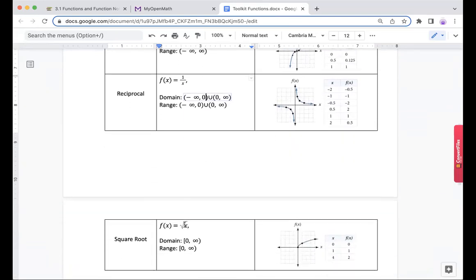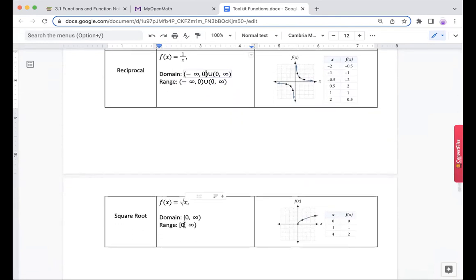And then the next one, the last one, would be the square root function. You see it right here.